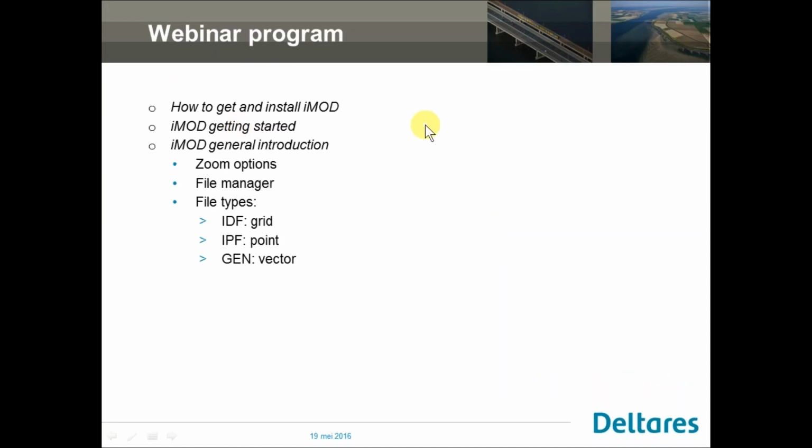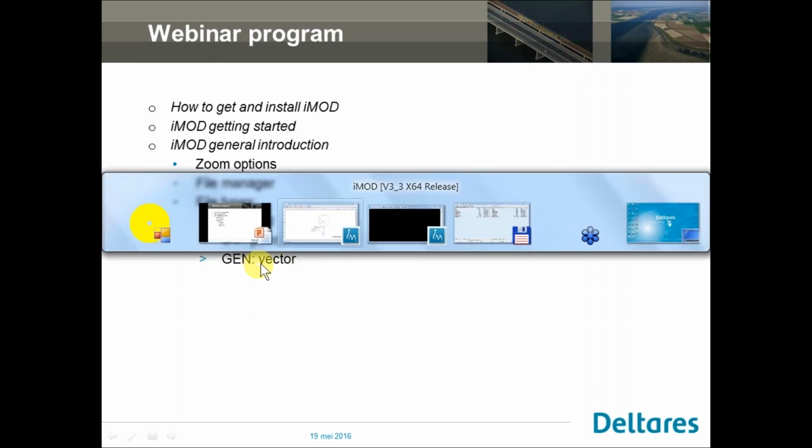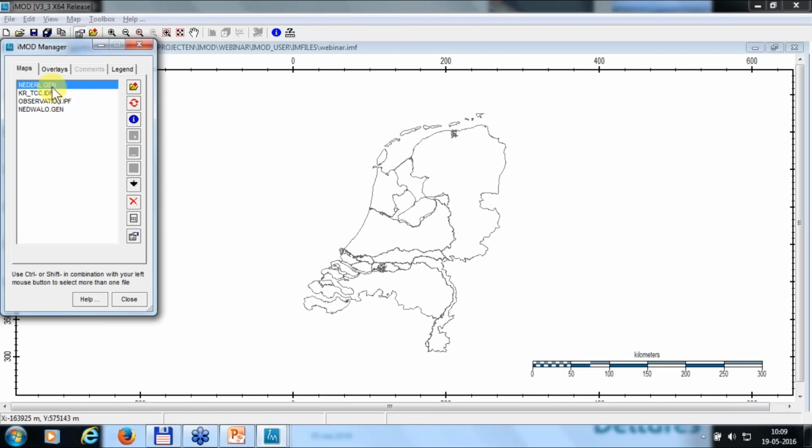And well, now we started iMOD, and I gave you a small introduction about zoom options and about the file manager, but most important for now, I'll give you the 3 most important file types, because as it comes to groundwater modeling and kind of modelings, you often need grid data, you need point data, and you need vector data. In iMOD, these files are called IDF files, IPF files as it comes to point files, and GEN files for vector.